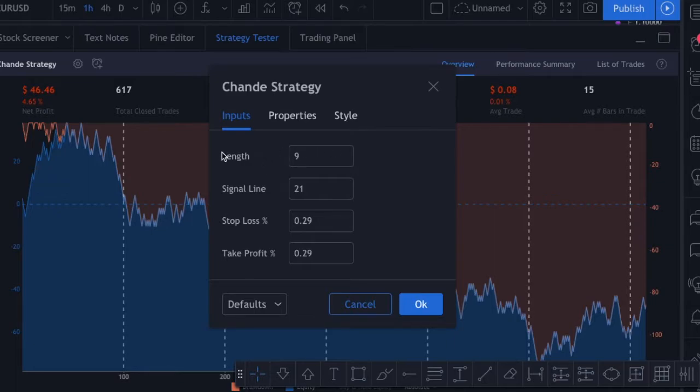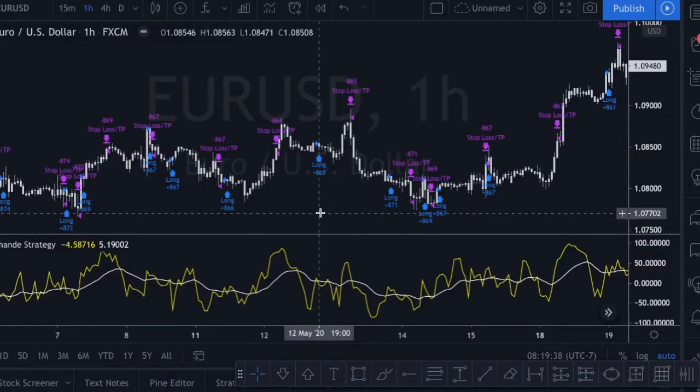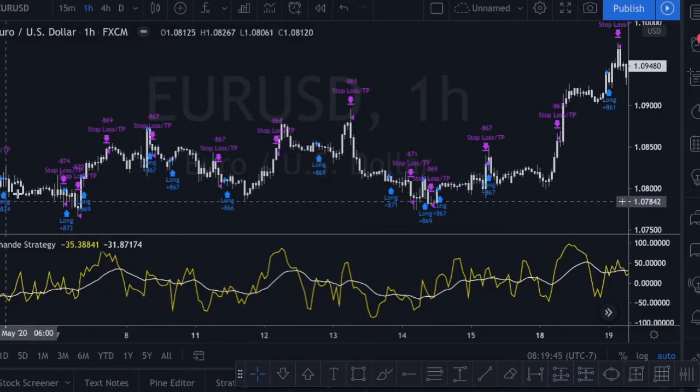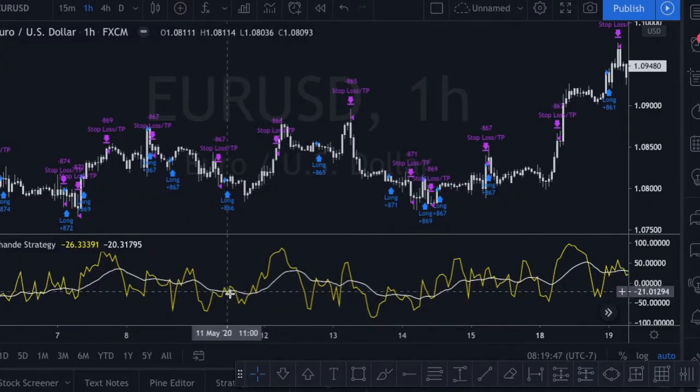So you definitely don't want to be using the default settings for the Chande Oscillator. It's not going to give you a good signal. It's not going to give you a profitable signal, I should say. Over the long term, you're going to be losing if you're taking a buy every time that the Chande Oscillator crosses above the moving average.